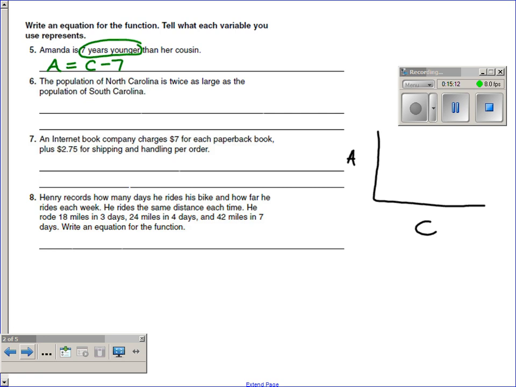Everybody with me? How about if I told you Amanda was 6? If Amanda is 6, how old is her cousin? Amanda is 6. How old is her cousin? Oh, 13. 13.